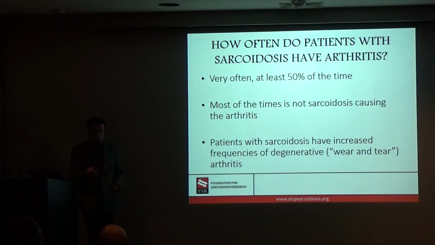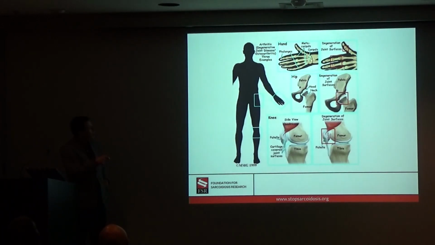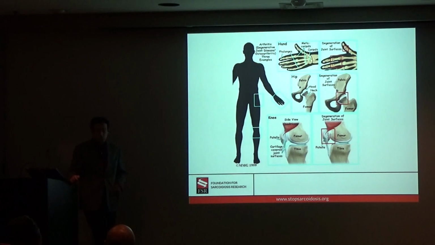So when we assess a patient with sarcoidosis with joint pain, this is what we find most commonly. This is a cartoon that shows how that looks: the cartilage that is in between your bones, that's the joint, tends to get degenerated and affected, and that can lead to arthritis in the knees, in the hips, in the hands, and other joint areas. It can become painful, of course.